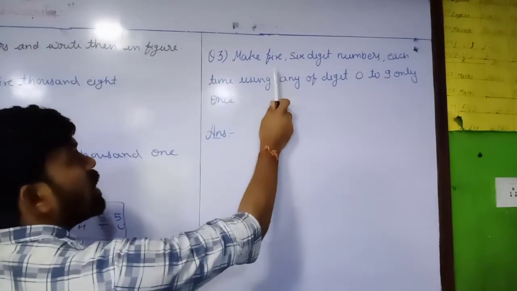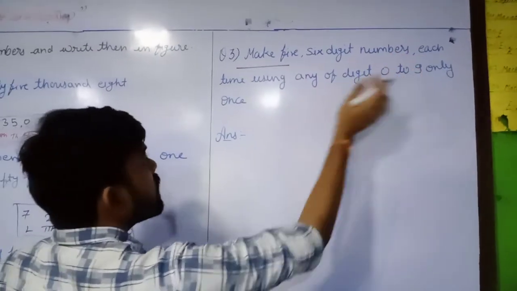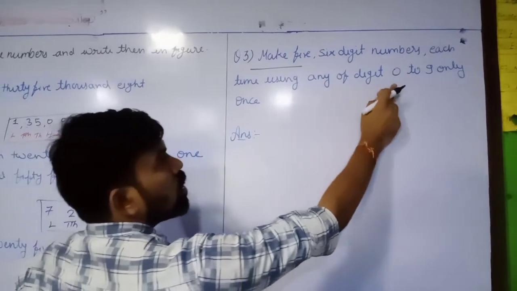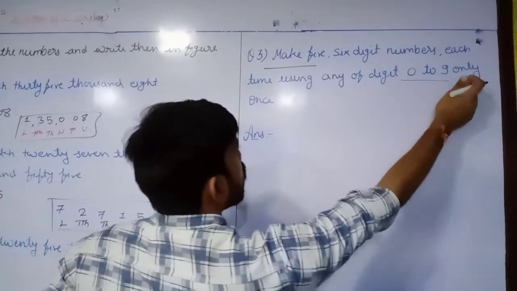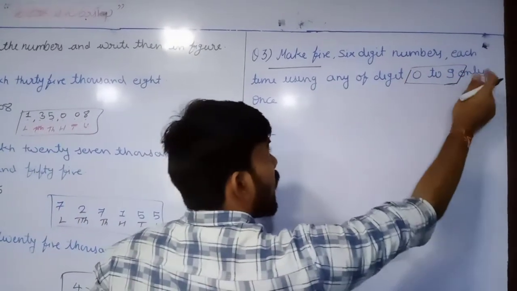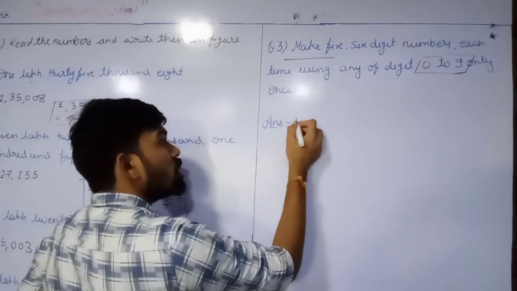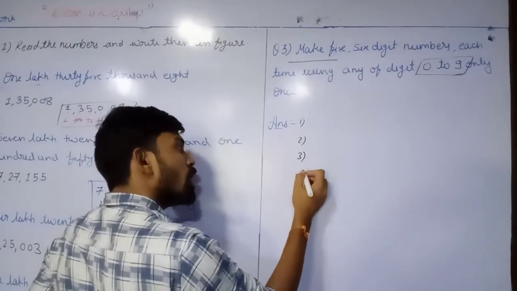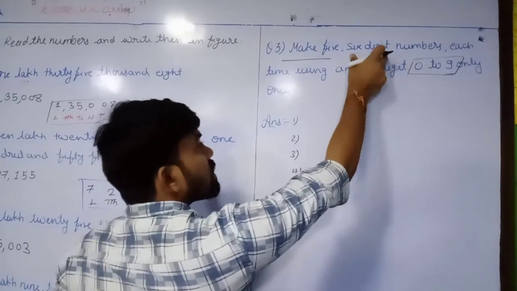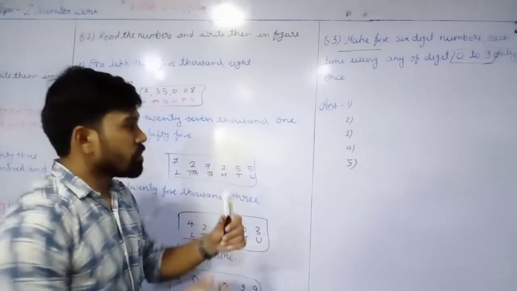Make five 6-digit numbers, each time using any one digit from 0 to 9 only once. It means we have to use the digits 0 to 9, each only once, and we have to make five 6-digit numbers. 6 digits means we can say up to lakh.